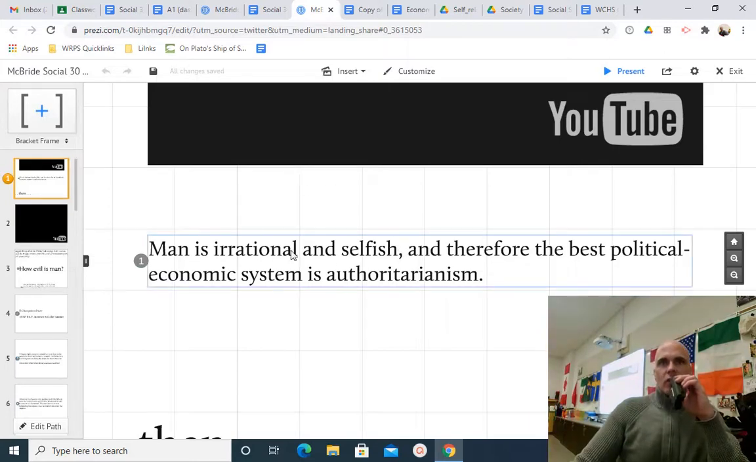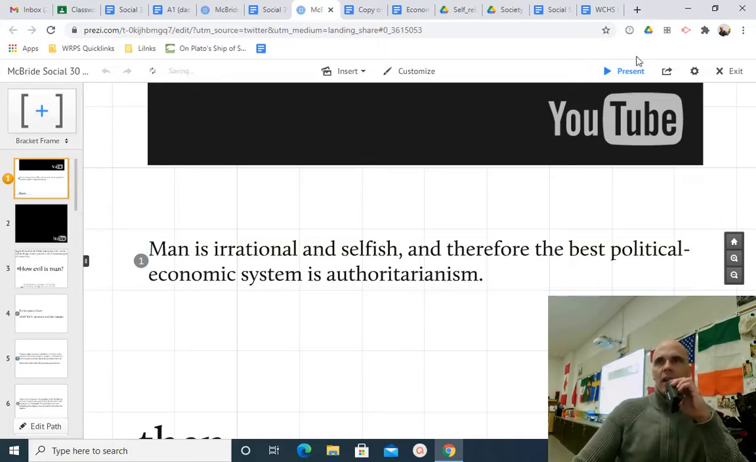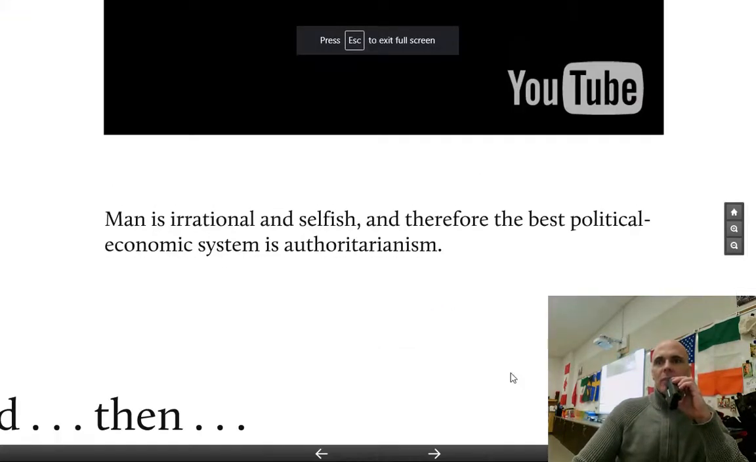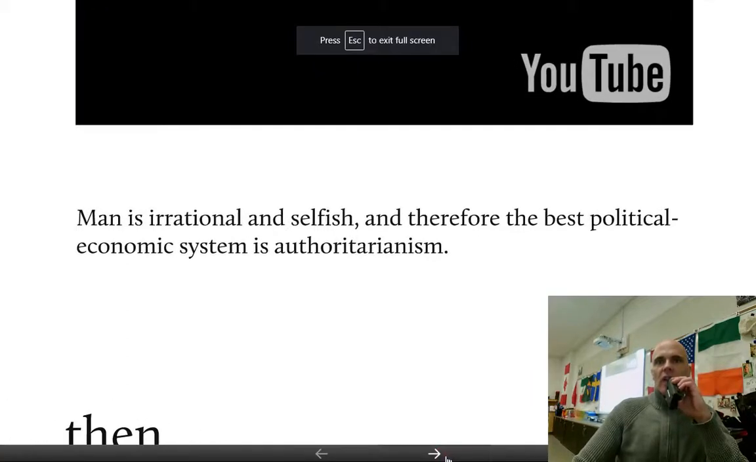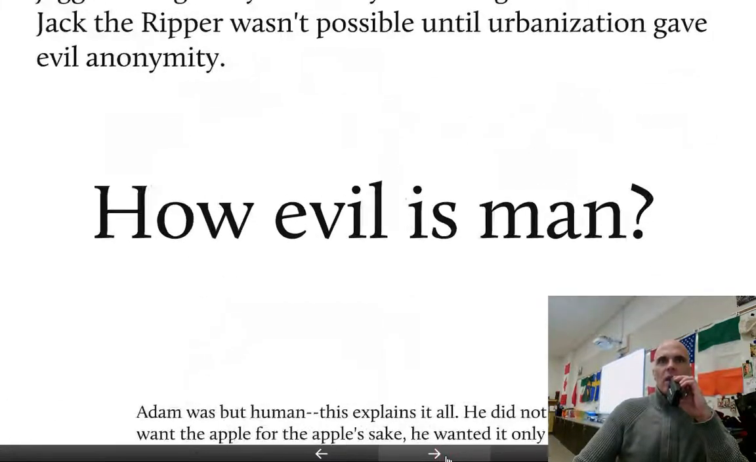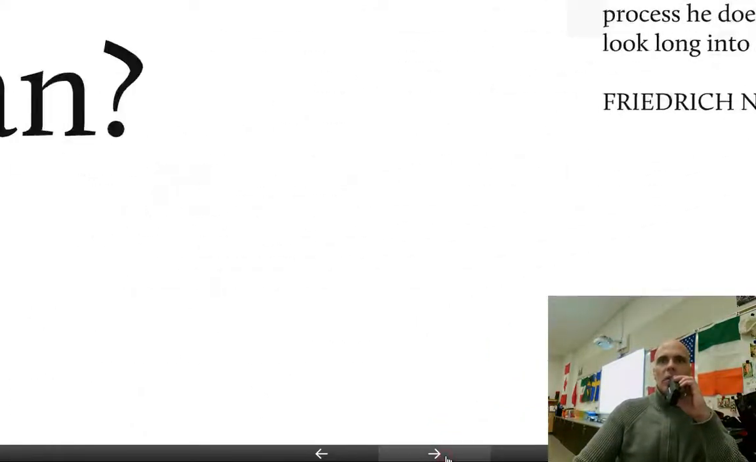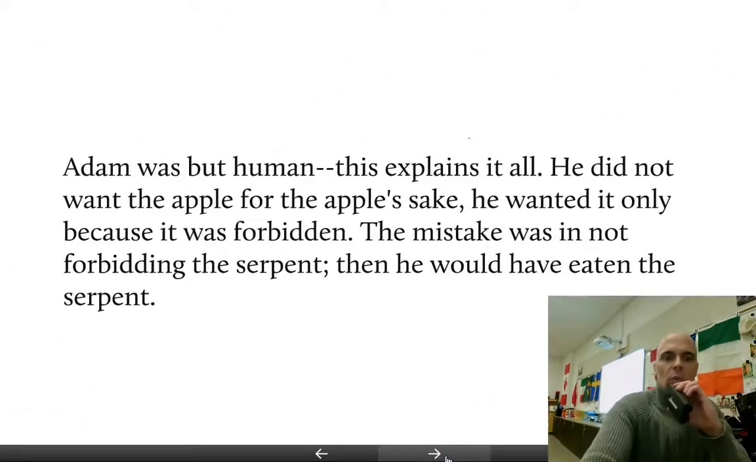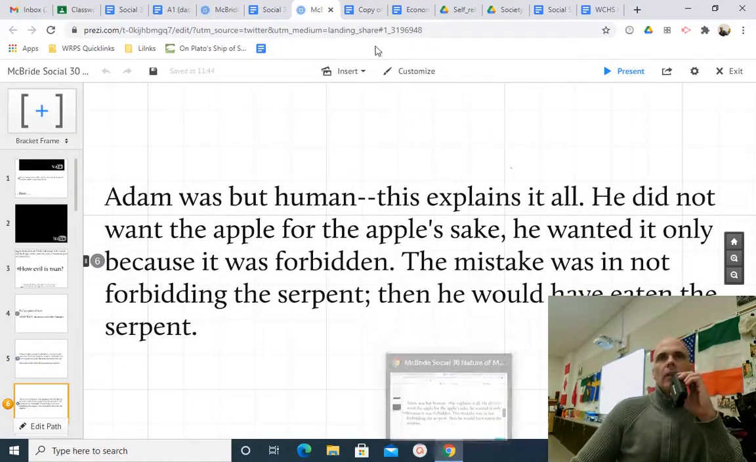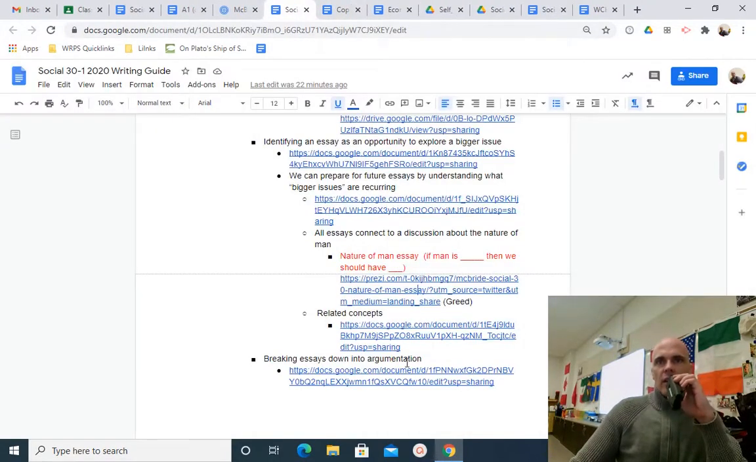So that's the prompt, right? Here's the problem: man is irrational and selfish. Here's the solution. Authoritarianism, it's quite clear, but how do we unpack it? As you go through the steps of this source, you'll see that I unpack it in a very complicated way. I go back and talk about, is man evil? Evil's a perspective, and we go down that rabbit hole a little bit. So that's another way to get started on an essay as well.